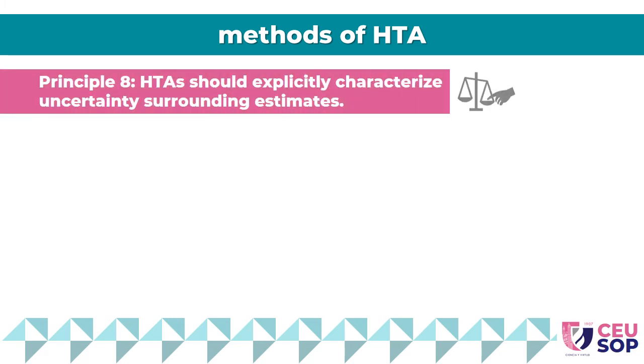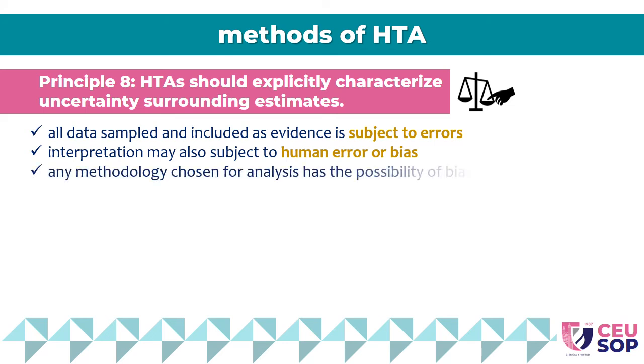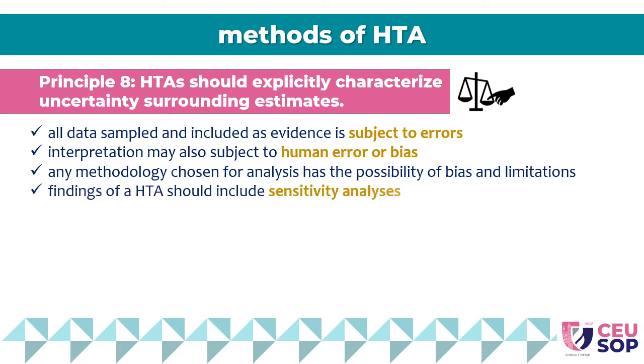Principle 8. HTAs should explicitly characterize uncertainty surrounding estimates. Those conducting HTA should remember that all data sampled and included as evidence is subject to errors, and its interpretation may also be subject to human error or bias. Furthermore, any methodology chosen for analysis has the possibility of bias and limitations. In order to overcome these, findings of HTA should include sensitivity analyses, which define the robustness of the results.